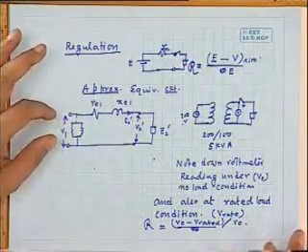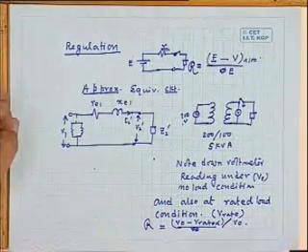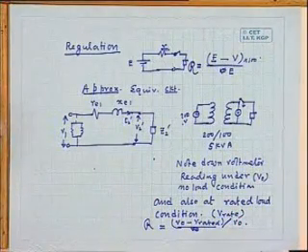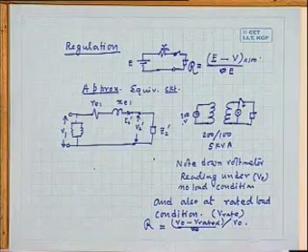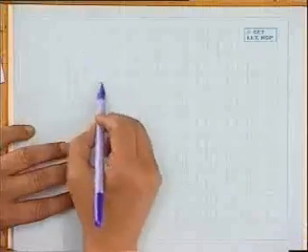Now this same thing can be done experimentally, no problem. But what we will try to do is see whether from the equivalent circuit we can quantify those things and get an expression for calculating regulation without performing an actual test on the transformer. That is the objective of deriving a formula for calculating regulation.